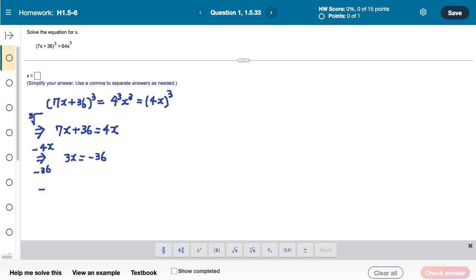Then we can just divide through by 3 to isolate x. So x is equal to negative 36 divided by 3, so it's 12.